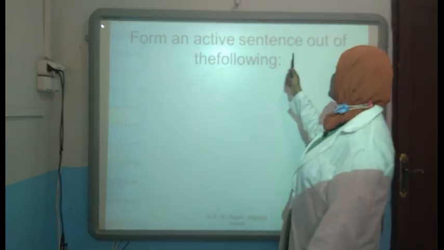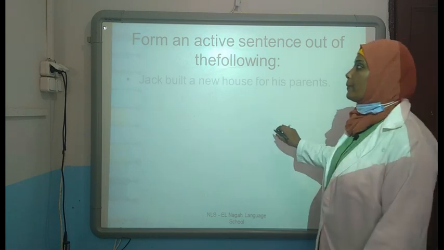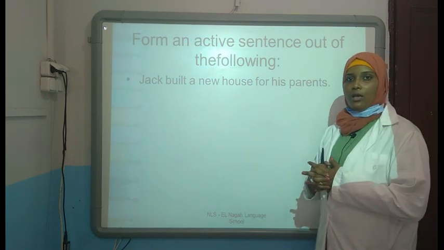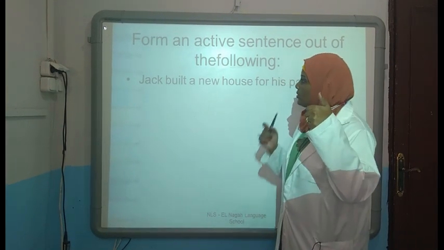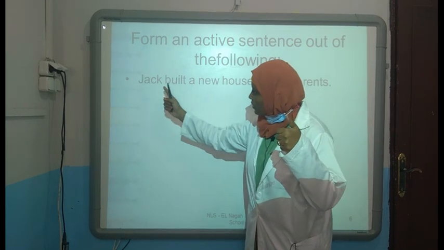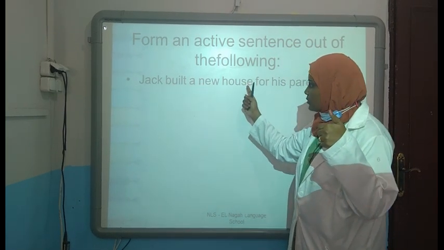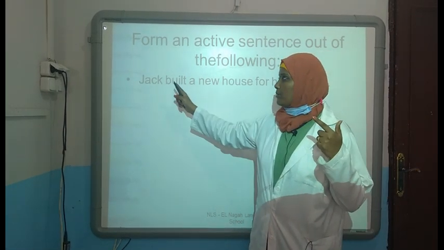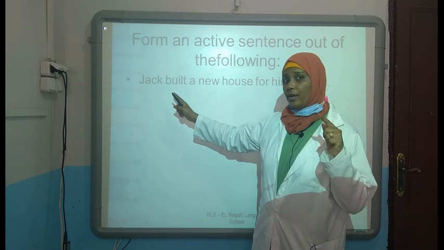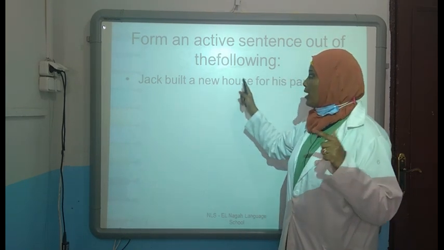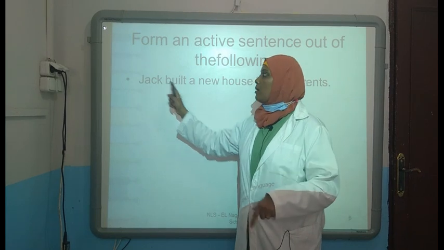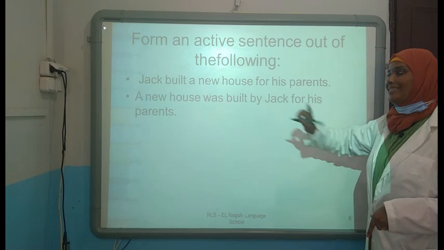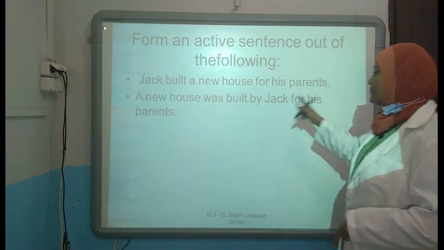Now form a passive sentence out of the following. Jack built a new house for his parents. The first step, I should identify the object. Yes, a new house, and start with it. So a new house, the verb tense, built, is past simple, so I'm going to use was or were plus past participle. So a new house was built by Jack for his parents. Let's see that. Yes, exactly.